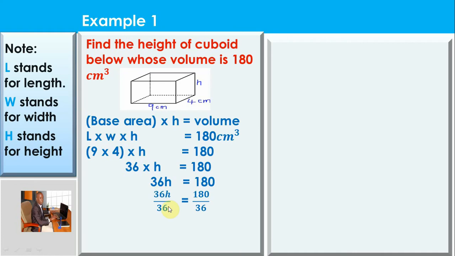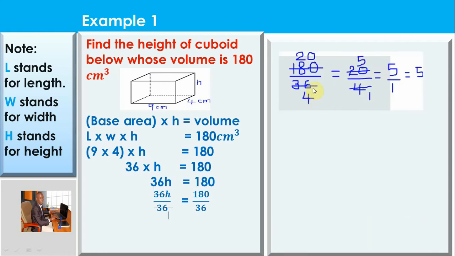So let us go. 36 divided by 36, we get 1. And also down here we have 36 divided by 36, we shall also get 1. Now when we reach this one, here I want to explain very well how you are going to divide this 180 out of 36. So let me take you through what I have done here on the side work. You realize that I have 180 out of 36.